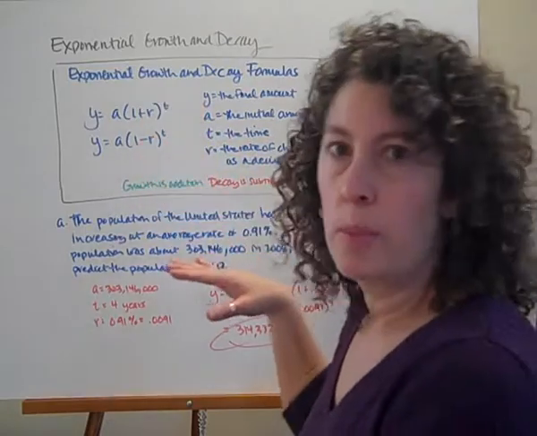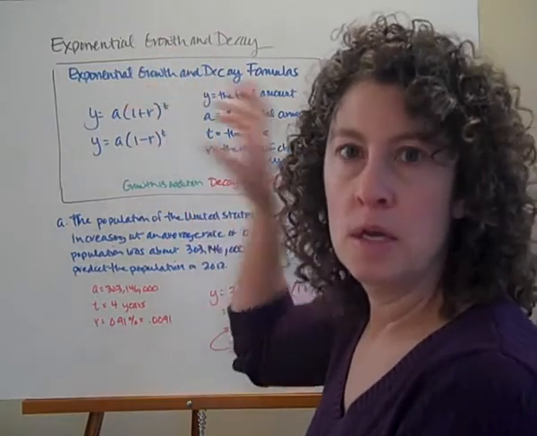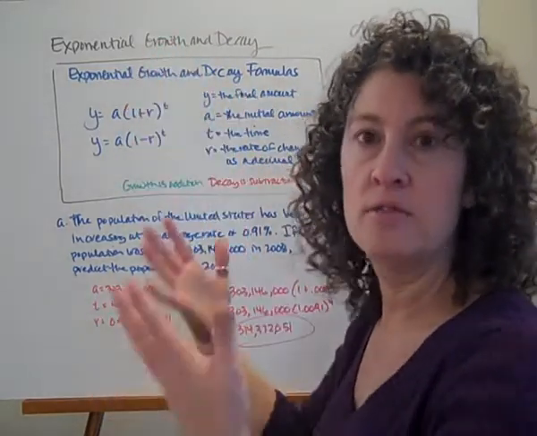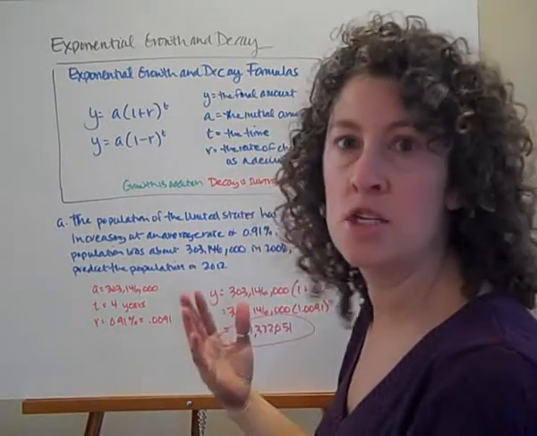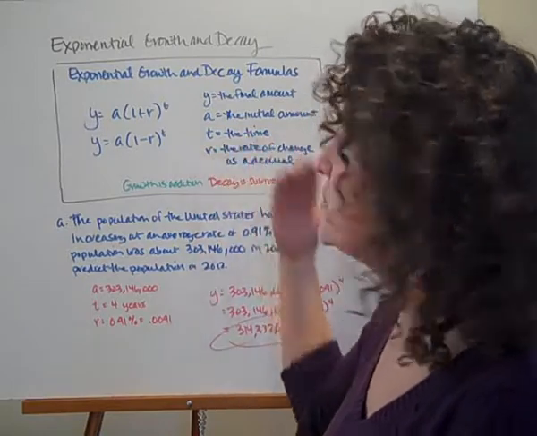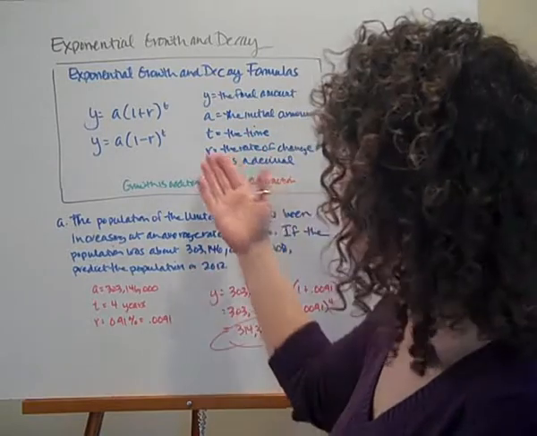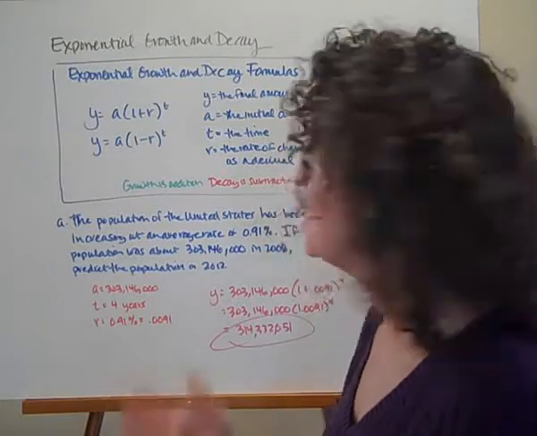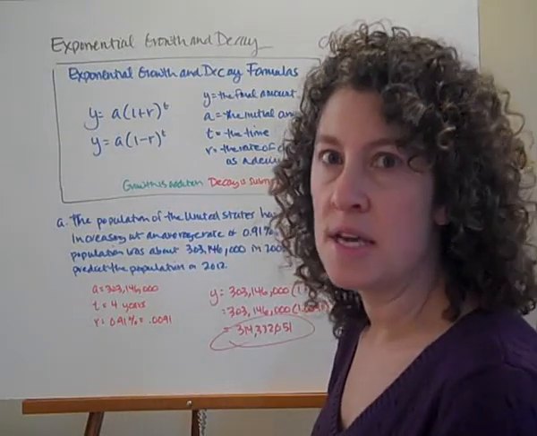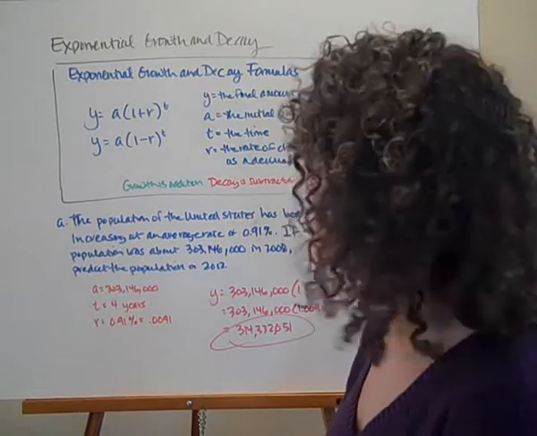What do each of these variables represent? So y is your final amount, the amount that you have at the end of the time period that you're talking about. A is the initial amount, the amount that you start with. T is the time, so how much time is passing. And R is the rate of change. We need to make sure we write the rate, which will be a percent, as a decimal, so we need to change our percent to a decimal.